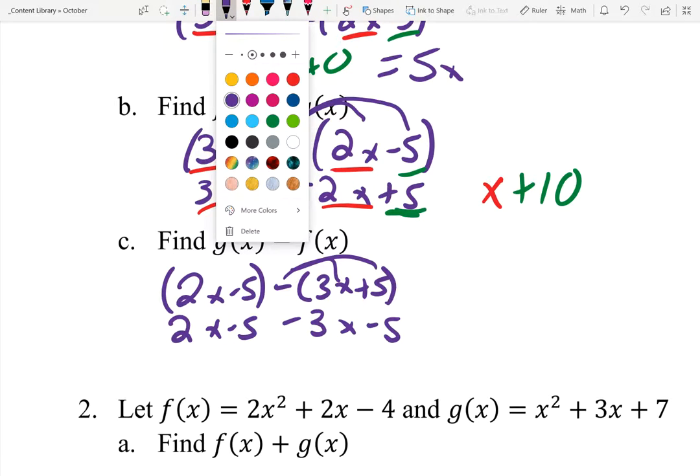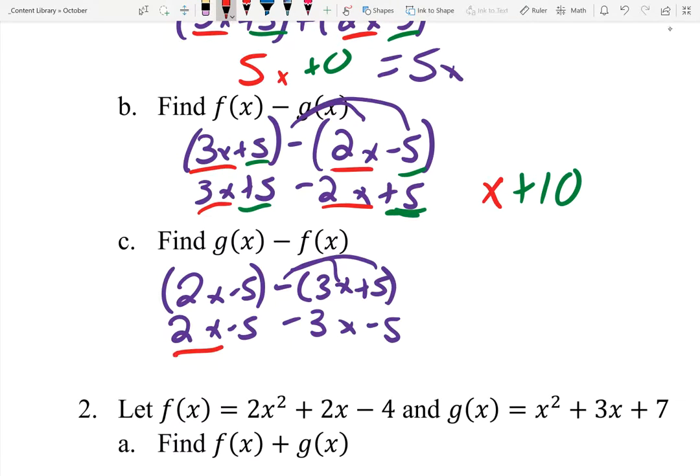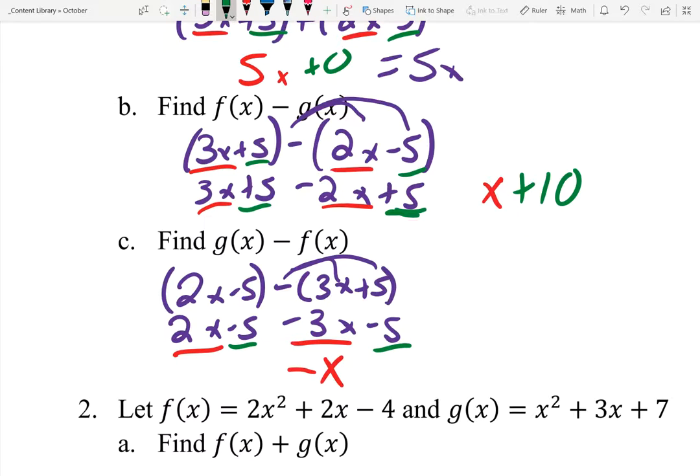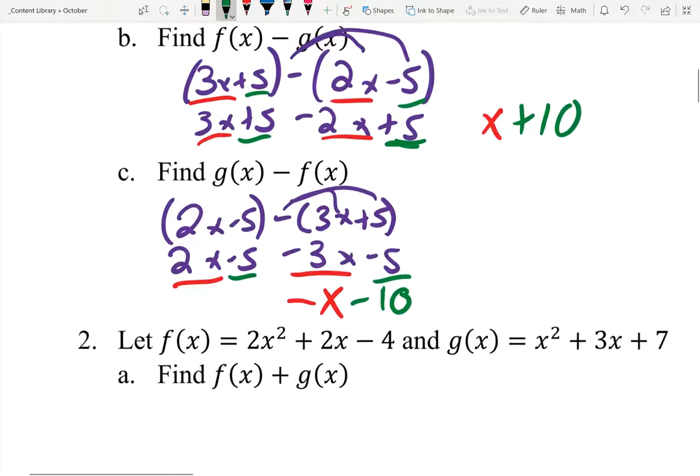So we identify our like terms, and we just throw them together. 2x minus 3x, that's 2 minus 3, that's negative 1 or negative 1x, or negative x, essentially, right? And then we have our constants. We have negative 5 and minus 5. So negative 5 minus 5 makes negative 10. So our answer there is negative x minus 10.